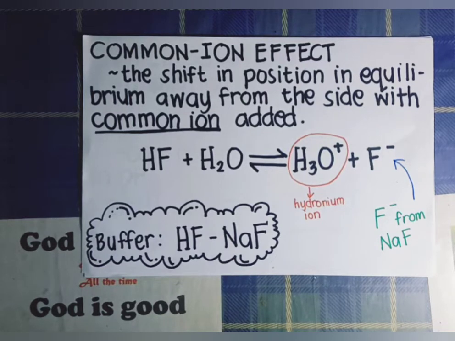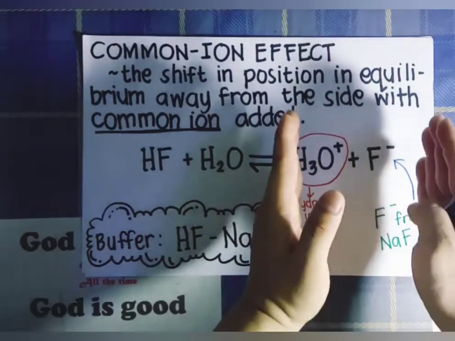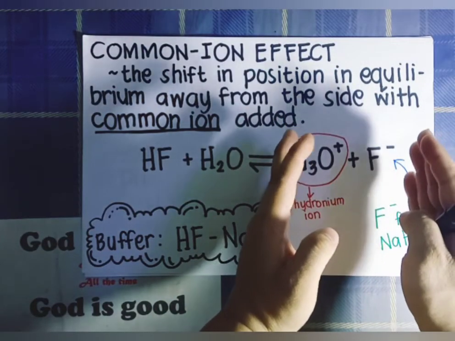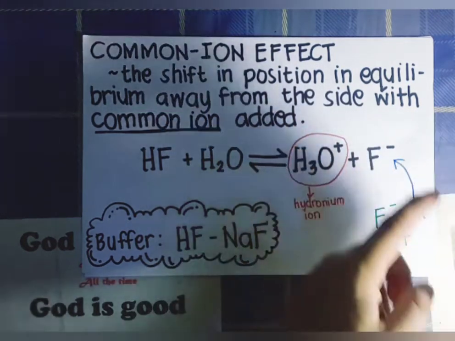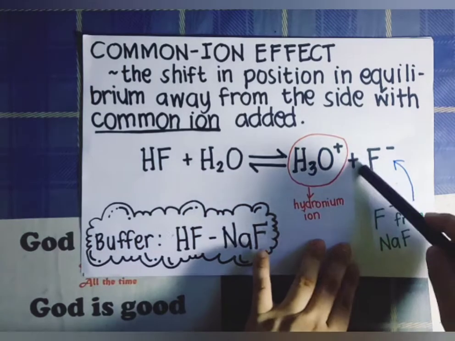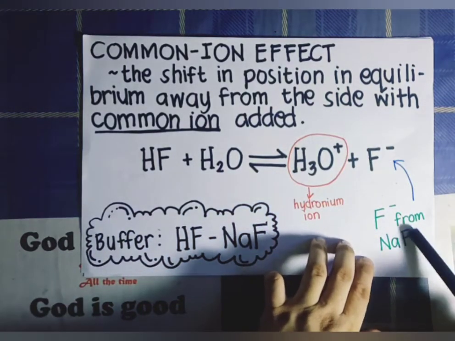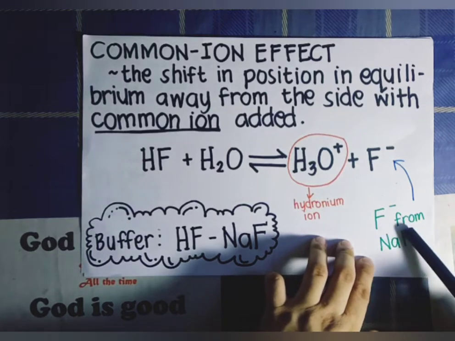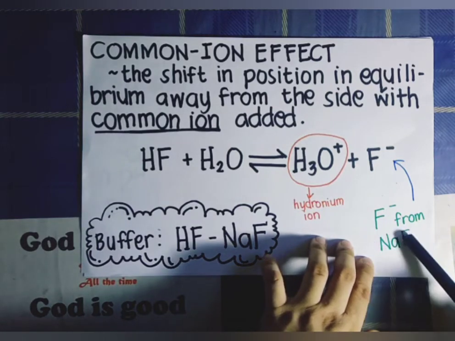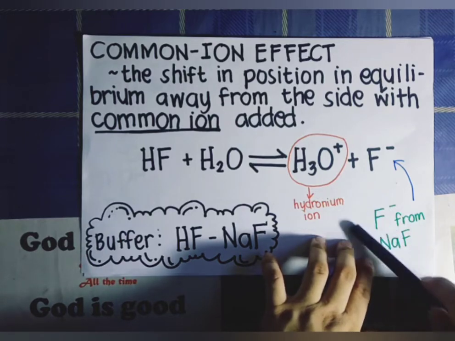Okay, so in this case, to do that, what I am going to do is to find a common ion that can be found in this side of the equation and find a salt with that common ion. In this case, I am going to find a salt with fluoride ion. What I chose here was sodium fluoride. Sodium fluoride has actually a fluoride ion, and when we dissolve sodium fluoride in water, it will release positively charged sodium and negatively charged fluoride ion.